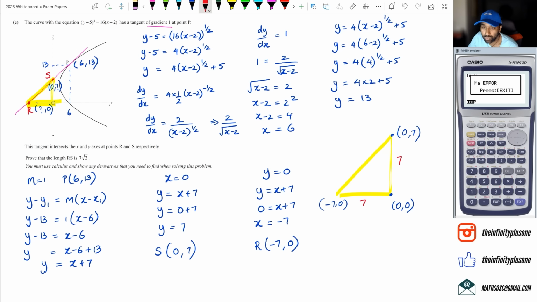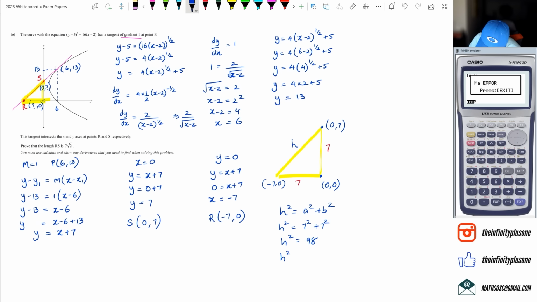Now I need to work out what the hypotenuse is. If I work out the hypotenuse, that's going to give me the distance between 2 points. So I'm going to put this as h. So h squared is equal to a squared plus b squared. H squared is equal to 7 squared plus 7 squared. H squared is equal to, what do I got here? 49 and 49, which is 98.